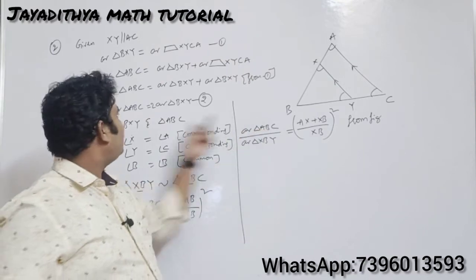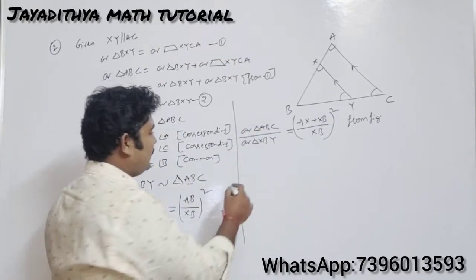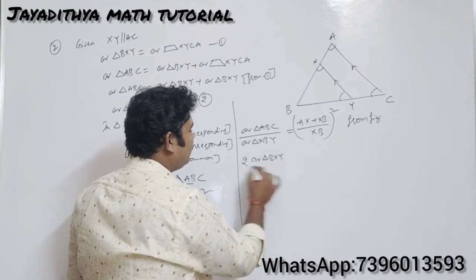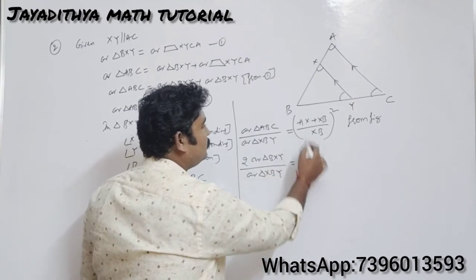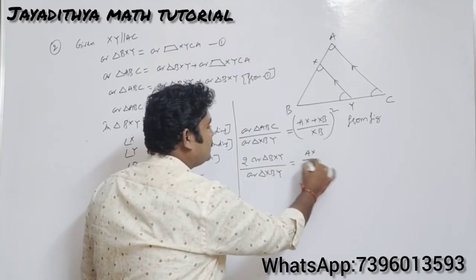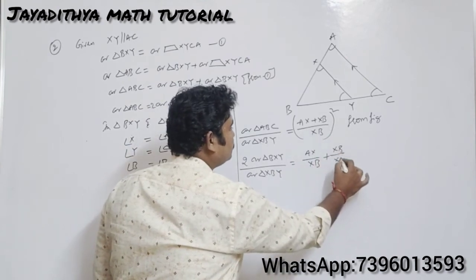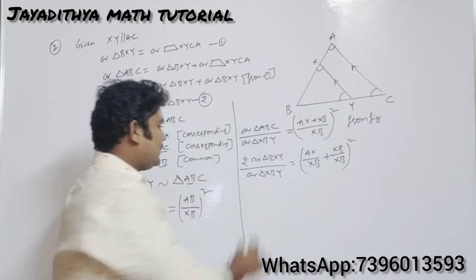So what is area of triangle ABC here? Area of triangle ABC is nothing but 2 times of area of triangle BXY. So I am writing like this: 2 times of area of triangle BXY or XBY, both are same, and area of triangle XBY, which is equal to, split this one, this will be like AX by XB plus XB by XB whole square. Clear?